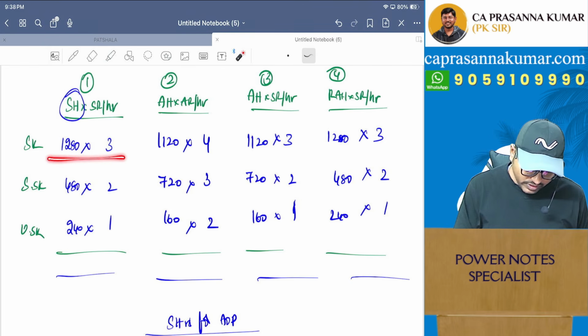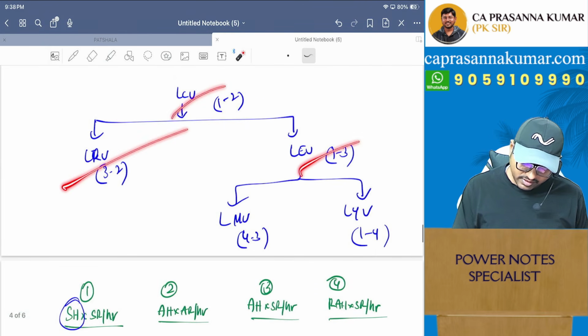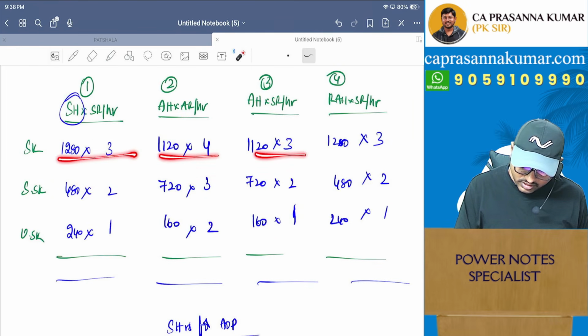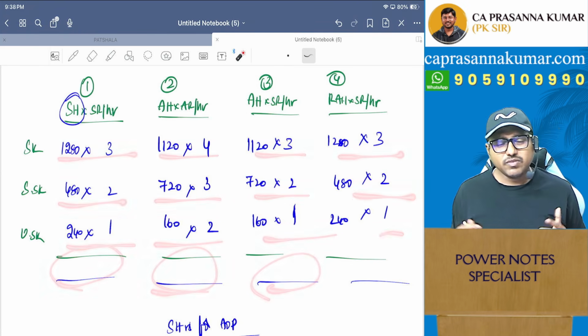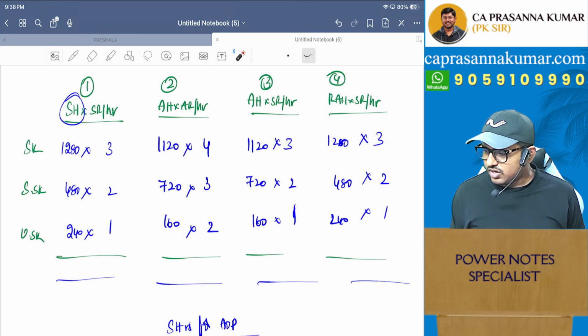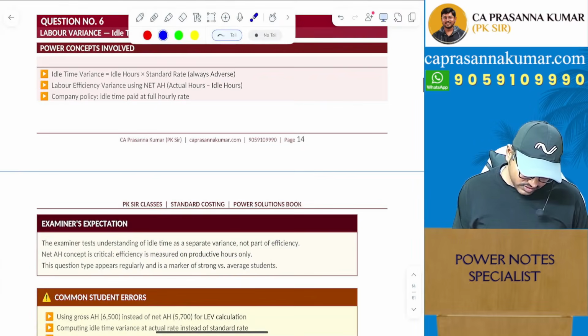Sometimes he'll ask you to do individually also. What about skilled? For skilled, how much will be the cost, rate, efficiency, mix and yield? That also you can calculate. Then you will subtotal this. And for semi-skilled, subtotal this. And for unskilled, subtotal this. Sometimes he'll ask you to do total. Whichever way. Look at the question, the way he asks, accordingly you adjust yourself. Got it? Chalo. You're done with this.